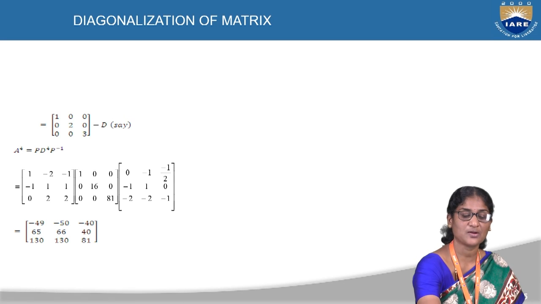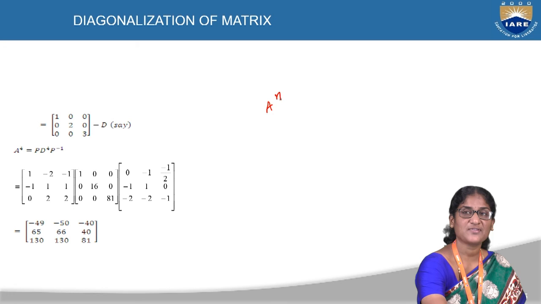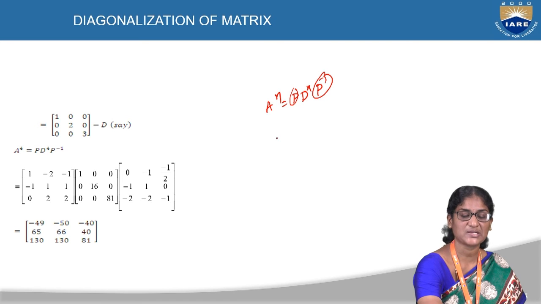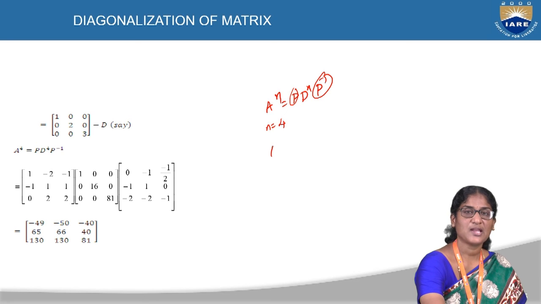Already we have seen how to find out A to the power of n. A to the power of n is equal to P into D to the power of n into P inverse. P inverse is already calculated, and P is the modal matrix that we have already got, which is nothing but the set of eigenvectors. Now we need to find out A to the power of 4, so substitute n is equal to 4. So A to the power of 4 is equal to P into D to the power of 4 into P inverse. Substitute all the matrices, P, P inverse and D to the power of 4.